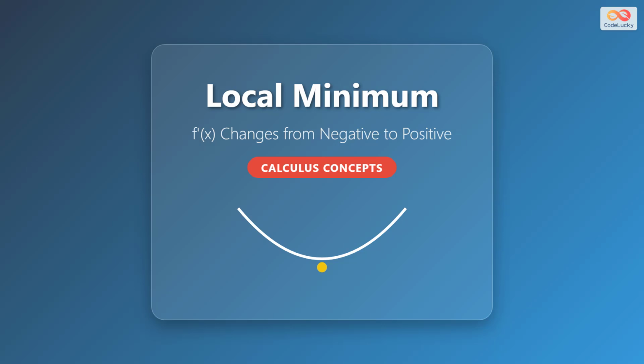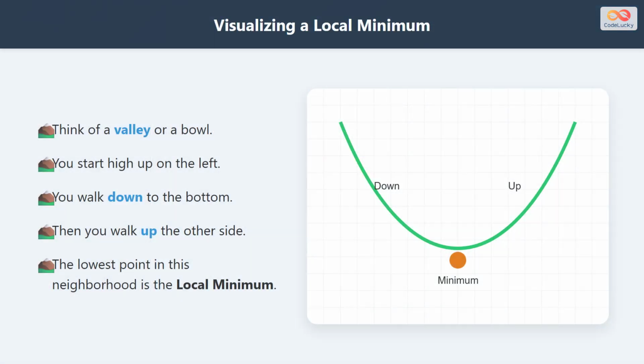Welcome. Today we are going to master the concept of a local minimum in calculus, specifically focusing on the first derivative test. We will understand what it means when the derivative changes from negative to positive. Let's start with a visual intuition.